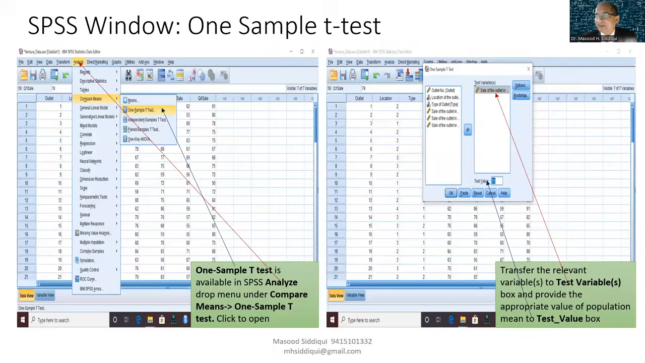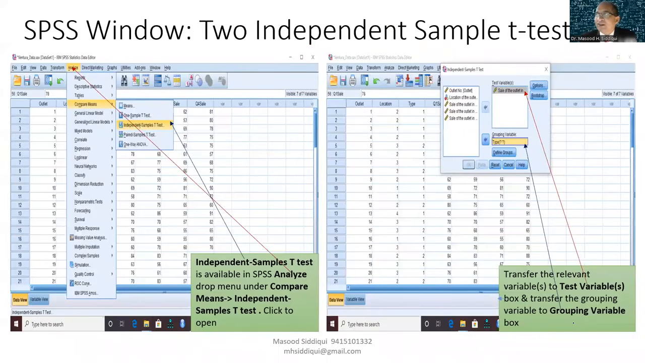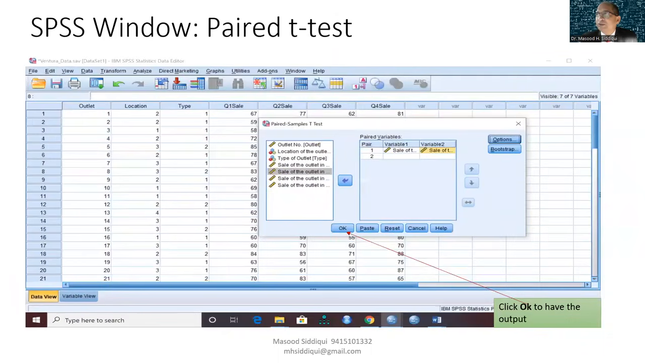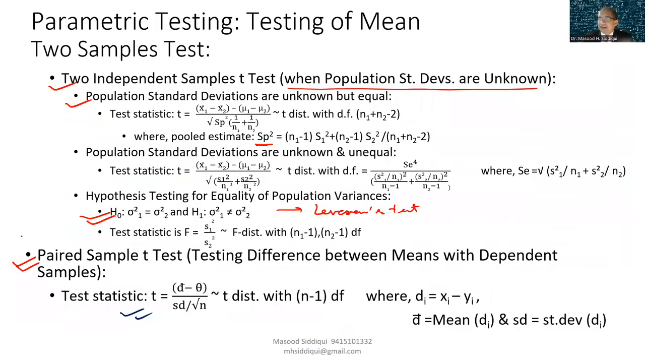So it is there, the paired sample t-test, testing the difference between means with dependent samples, right? So here this is the hypothesis, and these are the values. Di's are the differences, d bar is the mean of the d values, and SD is the standard deviation of these d values. And here, further, this is the SPSS window, which tells you how to reach the two independent sample t-test and the paired t-test. So all the instructions are there, so don't worry about that. Okay, so this is the paired sample t-test that we are going to discuss.